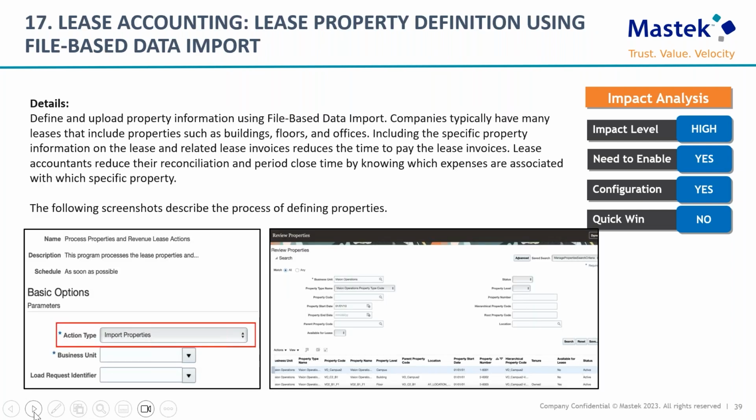The next feature is from the lease accounting module, which is lease property definition using file based data import. Many companies have multiple leases that include properties such as buildings, floors, and offices, including specific property information of the leases and lease invoices as well. Now we can upload that property information using the file based data import.